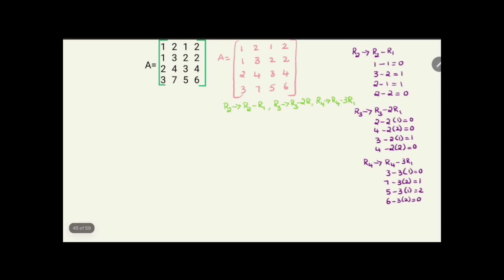Now, let us replace this here. The first row remains the same, that is 1, 2, 1, 2. What are the new elements of R2? It is 0, 1, 1, 0. What are the new elements of R3? It is 0, 0, 1, 0. And what are the new elements of R4? It is 0, 1, 2, 0. Fine. Done.